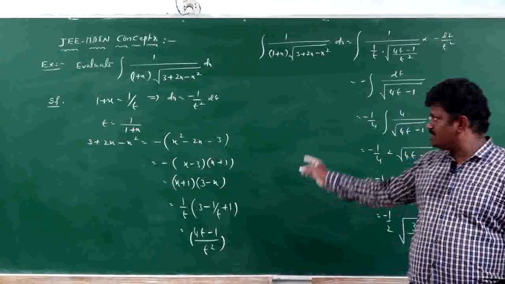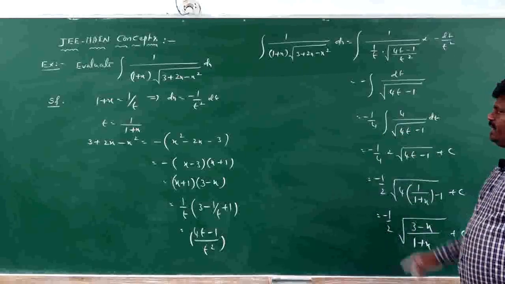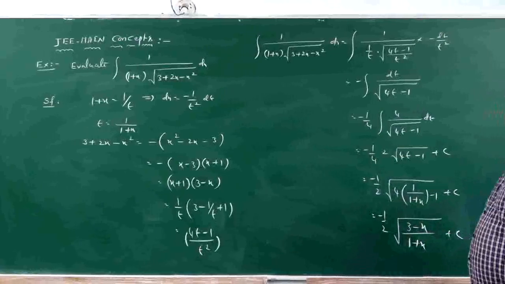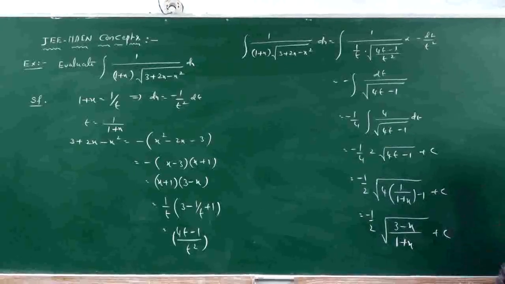Okay? So this is the model, that second related problem. If this type of model is given, then we take this substitution and simplify the given result. Okay? Right.